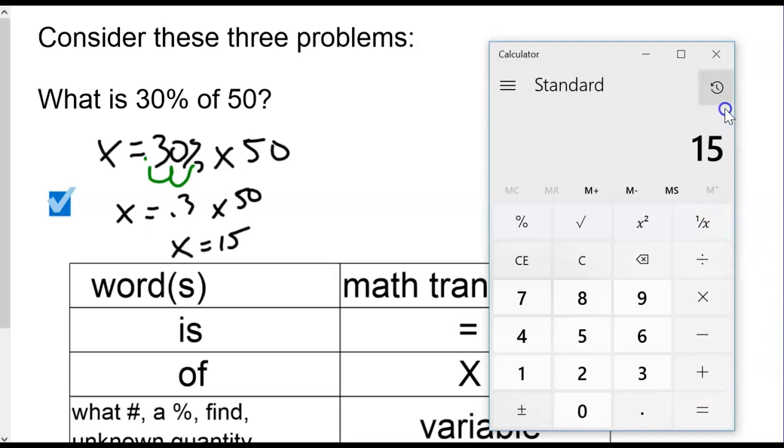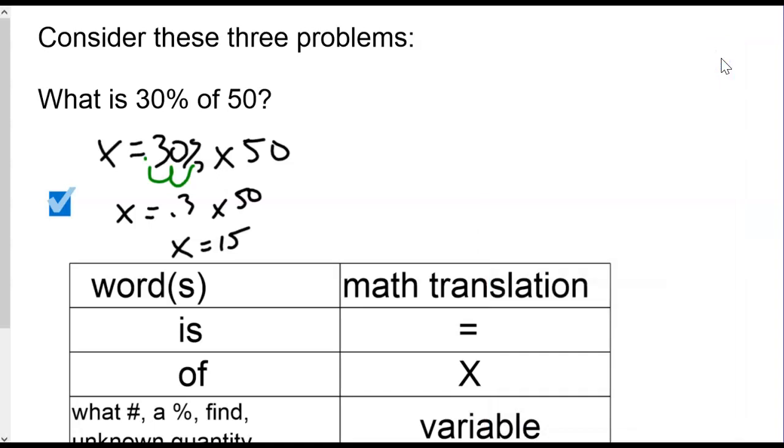Here's something I want everybody to do. Please make sure to always go back and look and say, does that make sense? What did the original problem say? What is 30% of 50? Well, I know 30% is less than 50%, so it's less than half. 50% of 50 would be 25, so x is 15. That's less than 25. Yeah, that makes sense. So hopefully that helps, and we're going to move on to the next problem.